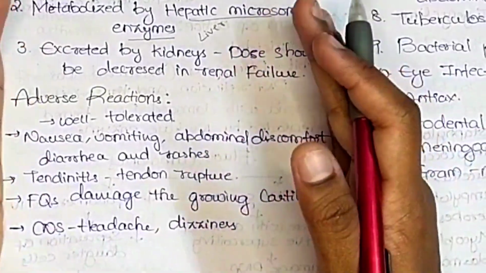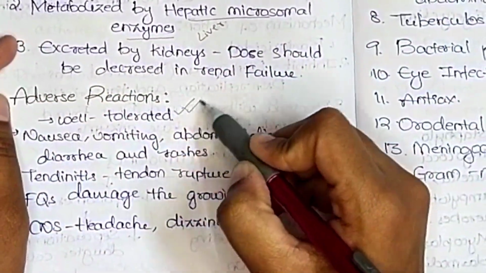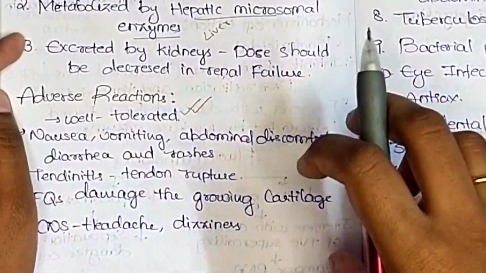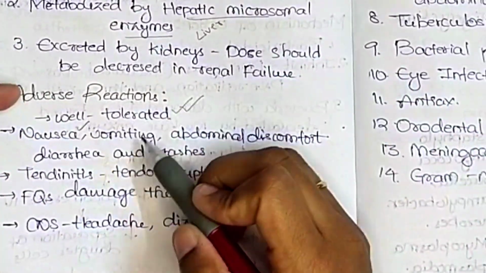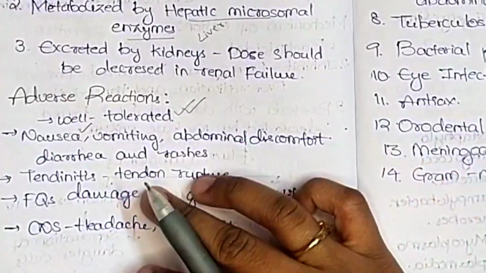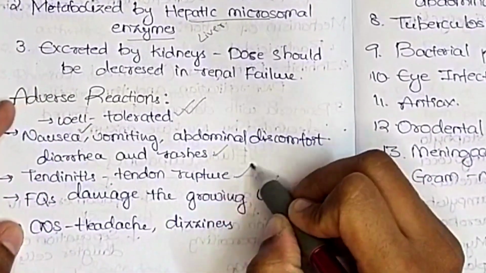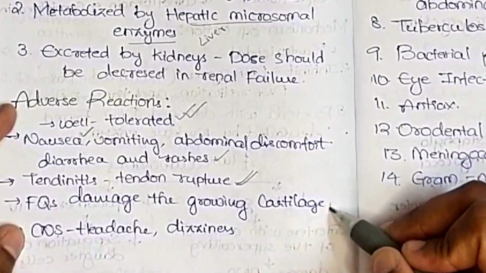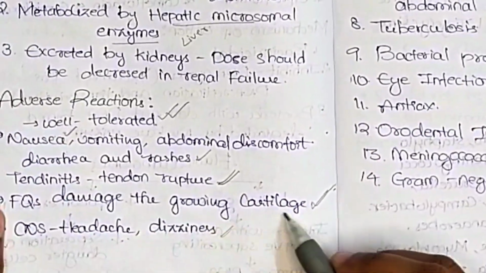reduced. And adverse effects. Mostly it is well tolerated. So fluoroquinolones are well tolerated, but some patients would have nausea, vomiting. So these side effects are the most favorite for pharmacology students, no? Nausea, vomiting, abdominal discomfort, diarrhea and rashes could be seen. And also tendon rupture can be seen, and fluoroquinolones damage the growing cartilage, and in the CNS, headache and dizziness would be observed. Damaging of growing cartilage.